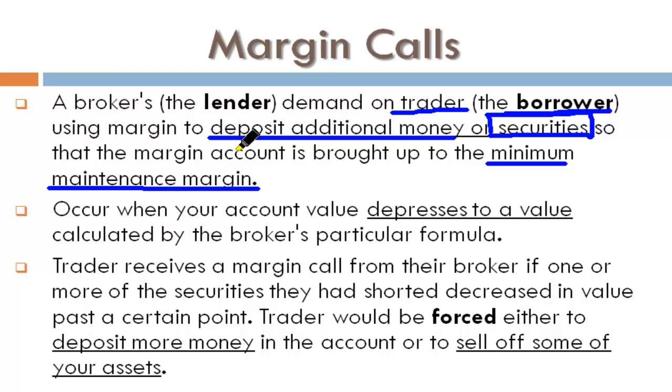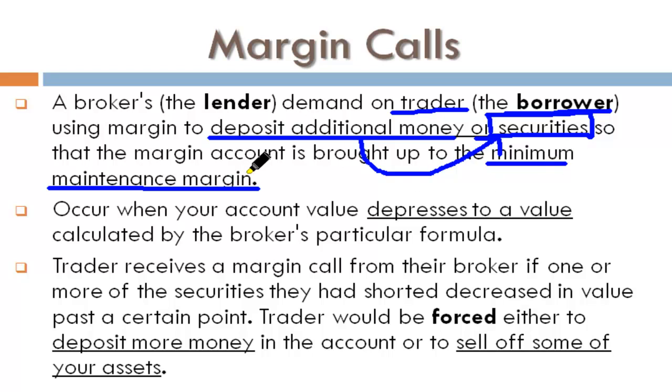However, even Warren Buffett is going to have a finite amount of money, so they can only deposit money to a certain point in time before they simply run out. Then that's where they'd have to transition over to the securities. So keep in mind our minimum maintenance margin.